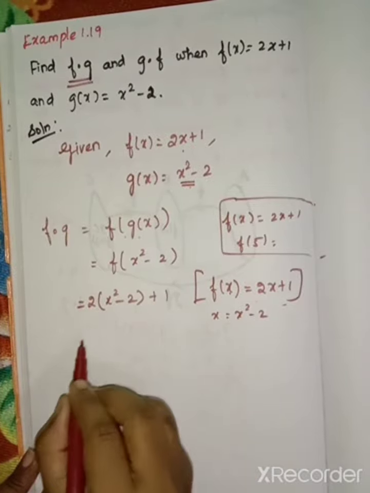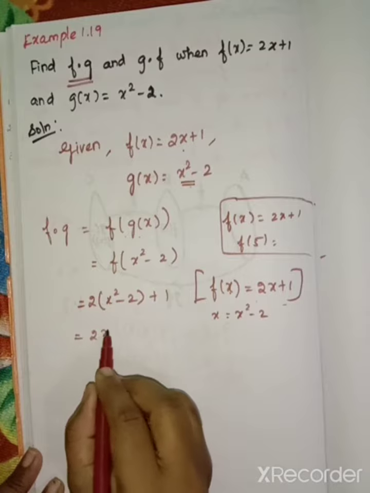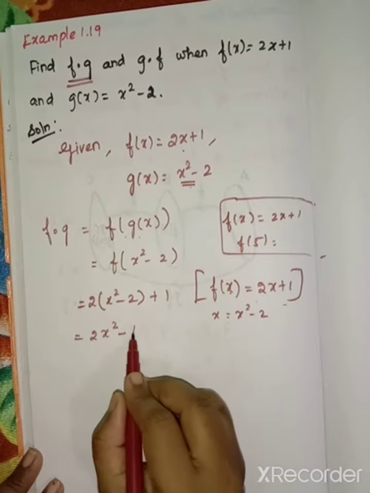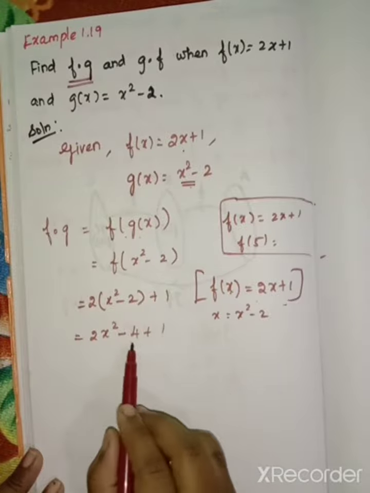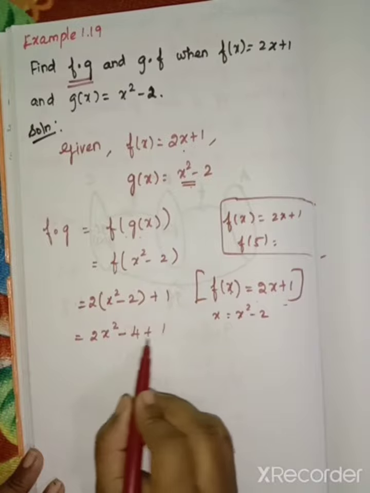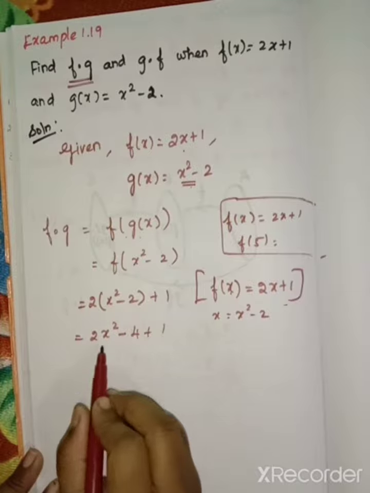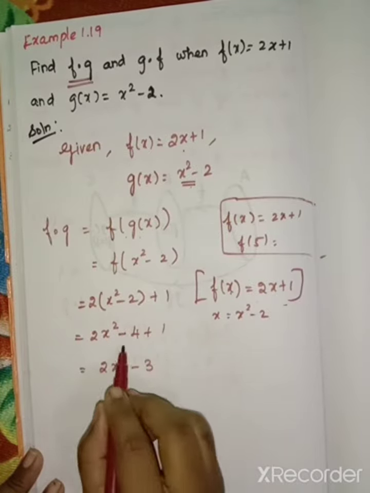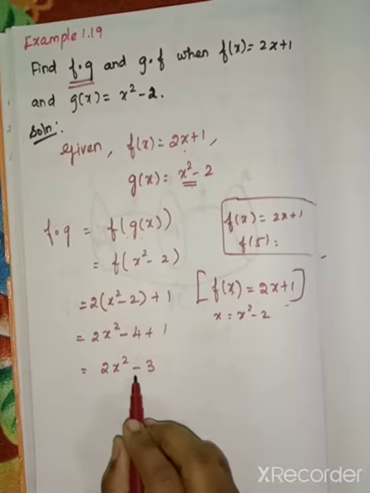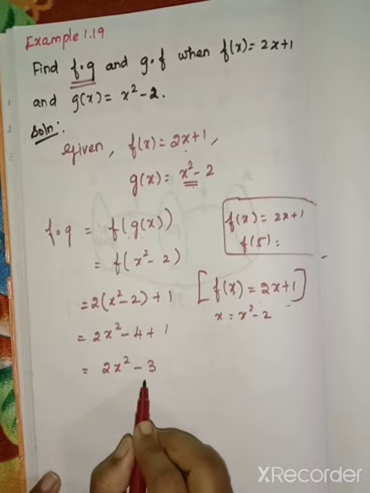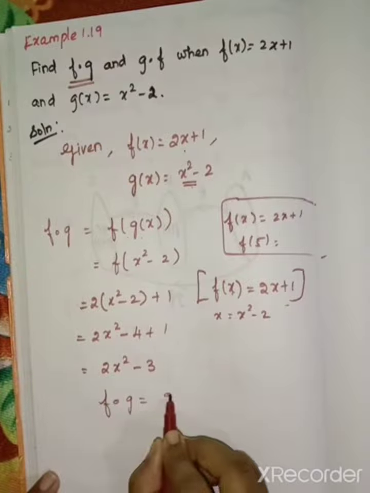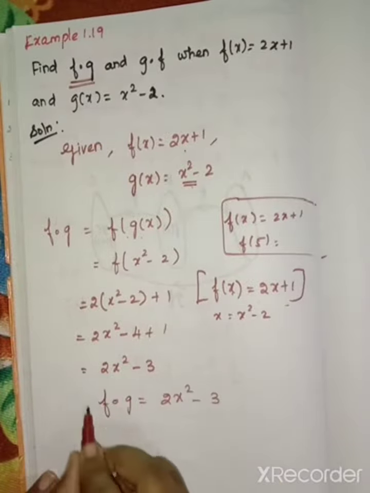So let us multiply by 2. 2 into x squared, plus 2 into minus 2, 2 twos are 4, plus 1. So here we want to subtract because these two are constants, and this is with the variable. So 2x squared minus 3, because minus 4 is the greater one, so the minus sign is there. Subtract means we get minus 3. So the f of g value is 2x squared minus 3.